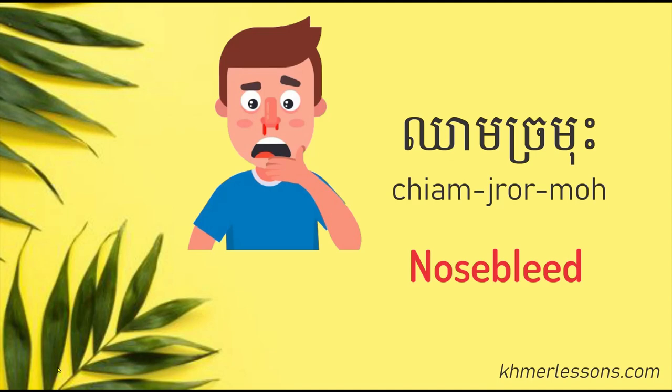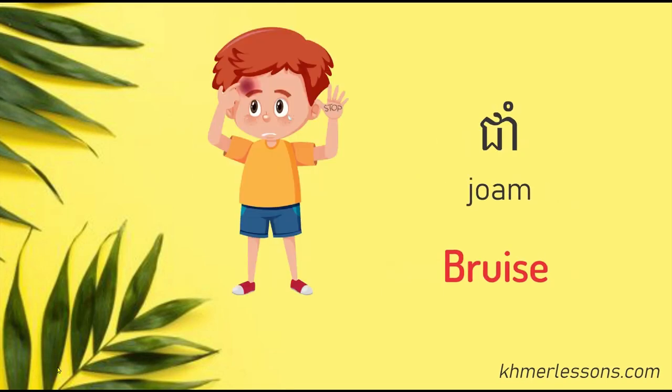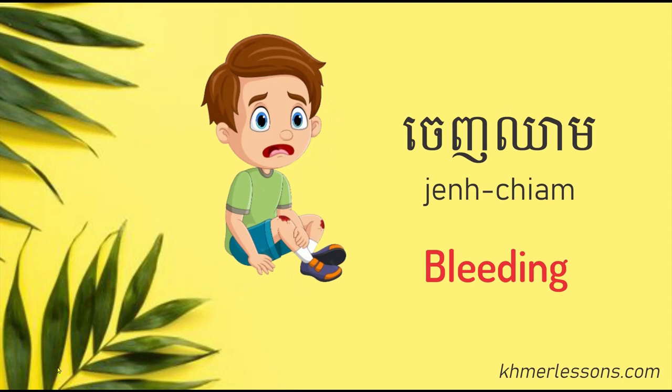Chiêm chờ mò. Ba chờ mò is nose and chiêm is blood. Bone fracture. Bạch ẩn. Bạch ẩn is bone. Ba means fracture or break. Bruise. Choam. Bleeding. Chanh chiêm.